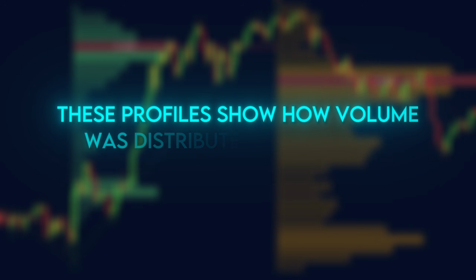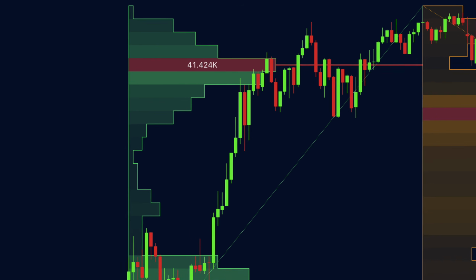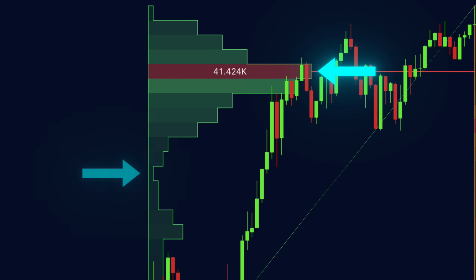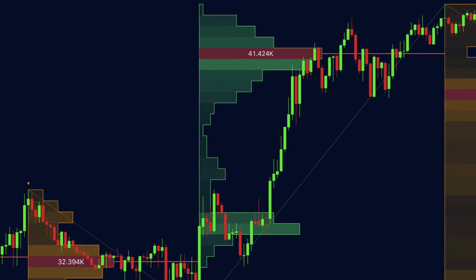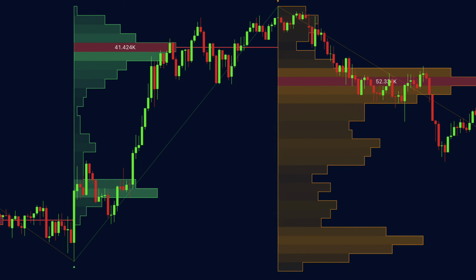These profiles show how volume was distributed during that specific swing. Right away, you can start seeing which prices attracted heavy participation and which ones were skipped quickly. This gives you a much clearer view of how the market actually traded during that move. Now look closely at one of the completed swing profiles on the chart.